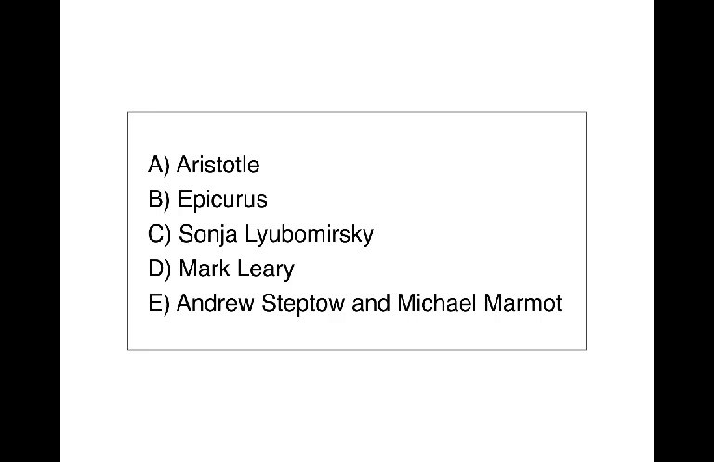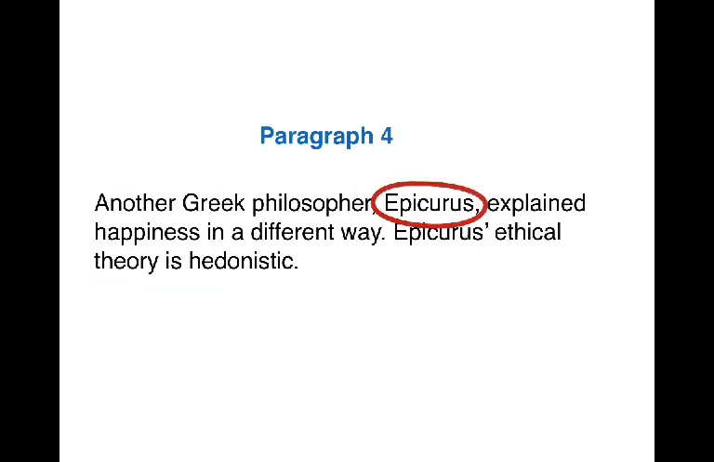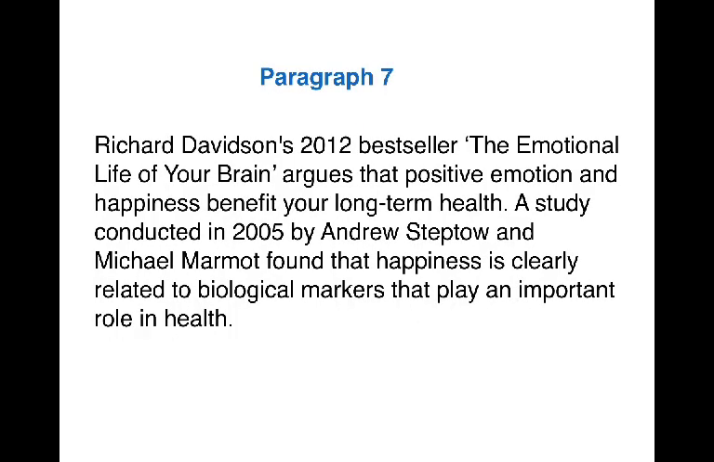Well, if we scan through paragraphs 1 and 2, we don't find anything, but then in paragraph 3, we find Aristotle. In paragraph 4, we read about Epicurus, but that's just the beginning. He's mentioned a lot more than that right through the paragraph. In paragraph 6, we have 2 people mentioned, Sonja Lyubomirsky and Mark Leary. Then finally, in paragraph 7, we have these 2 people mentioned together, Andrew Steptoe and Michael Marmot. So we've highlighted all the places that these names appear in the text.